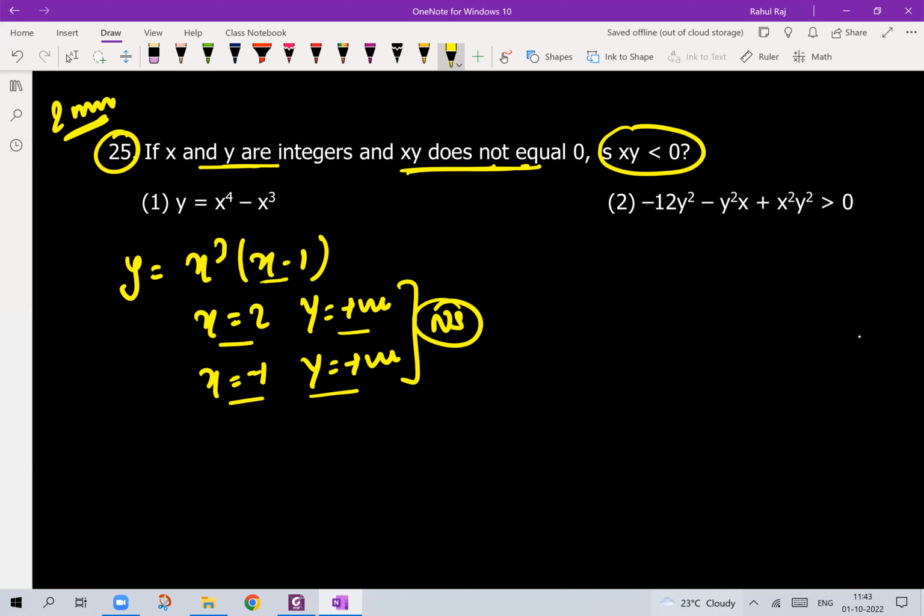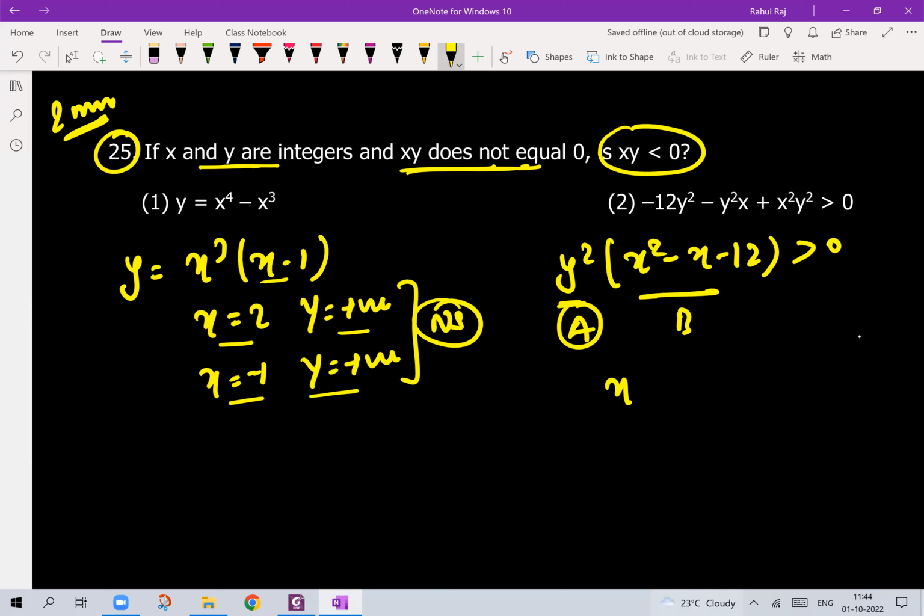Simple logic. Now come down to this equation. Now it says y square. If I take y square common, I have x square minus x minus 12 greater than 0. Now it is a and b greater than 0. I know that a is 100% positive because y square is always positive. So y square as a term is always positive. We can't challenge that at all. I know that a is greater than 0. It means b has to be greater than 0 because ab is greater than 0, right? So b is x square minus x minus 12 greater than 0.